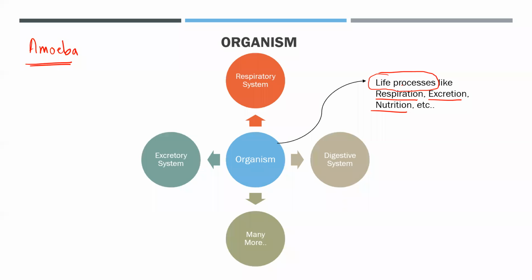And if an organism or a living system, whether it is a single cell or a multicellular body, is able to perform all the life processes like respiration, excretion, nutrition, then we will call that particular thing an organism. Maybe it is made up of 1 billion cells, maybe it is made up of only 10 cells, it doesn't matter. But if it is performing all the life processes such as respiration, excretion, nutrition, digestion and all these processes, then we will call that an organism.